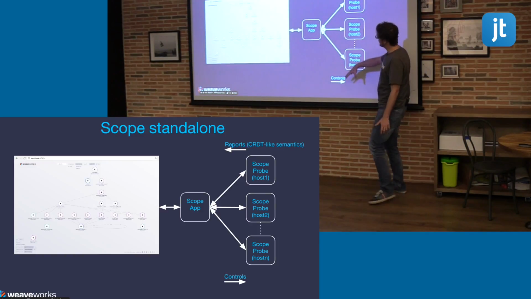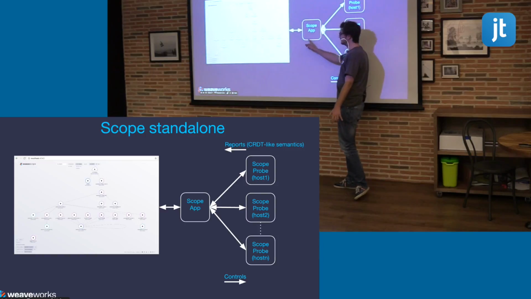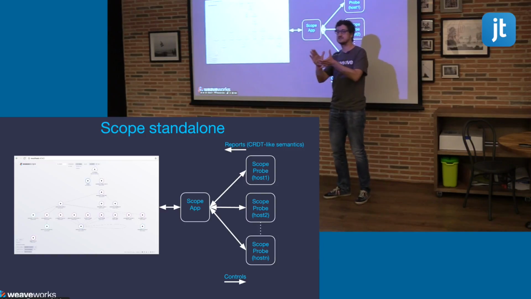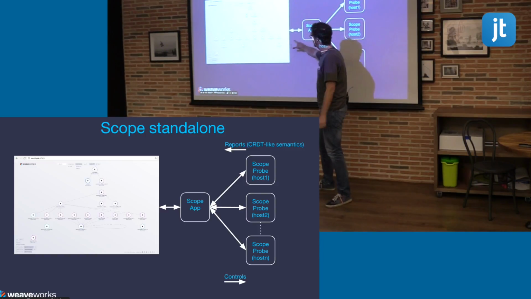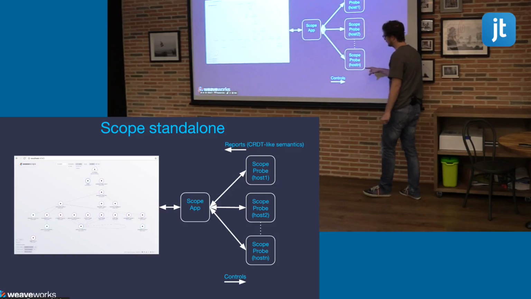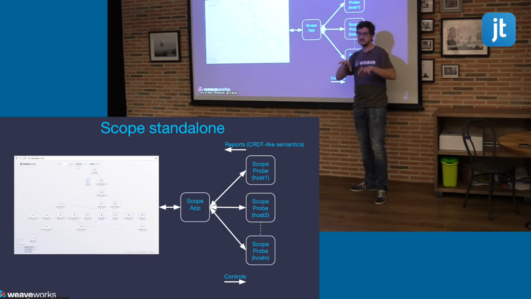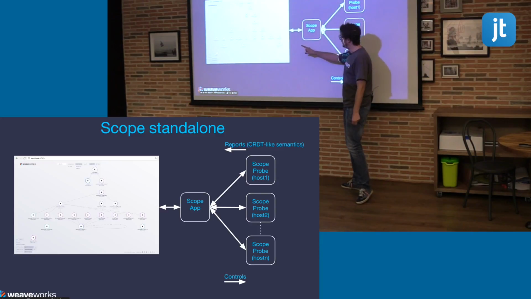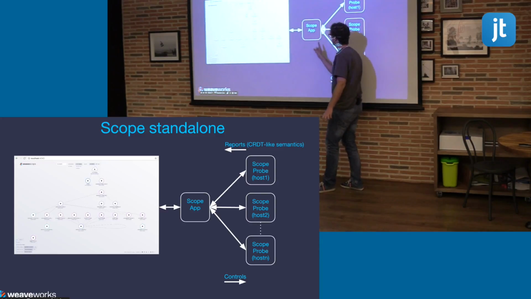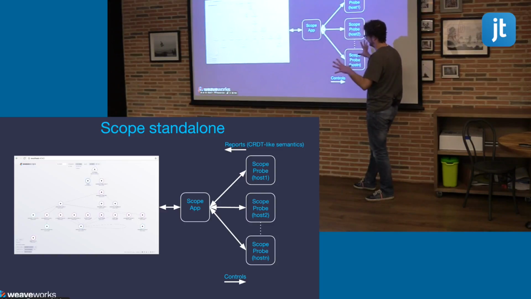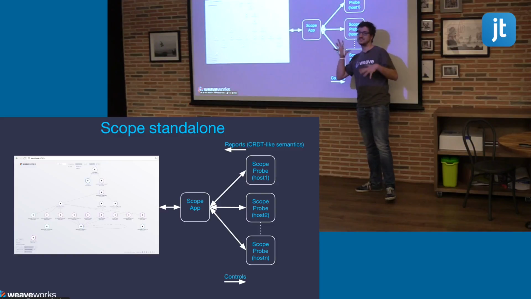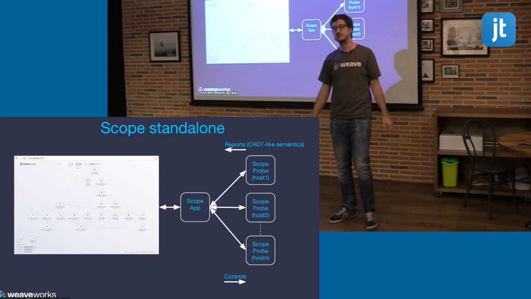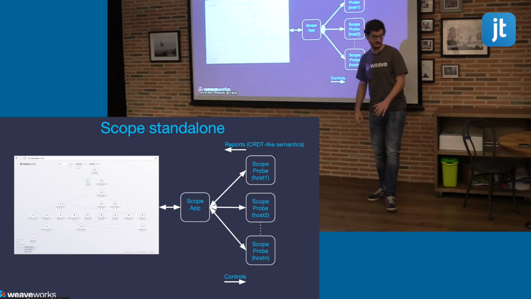So we gather those reports. We send them to something we call Scope App. We merge them together, and we send them to the UI. And in the other direction, as you saw in the terminal and so on, we have something called controls, which allow the UI to interact and perform actions on the resources managed by the probes, like a container, the host itself, and whatnot.